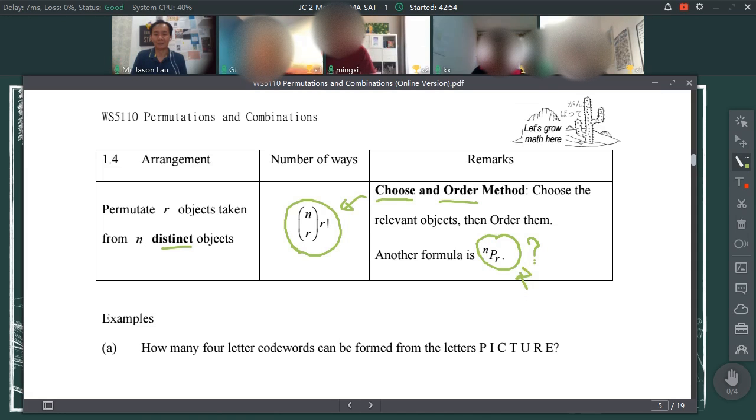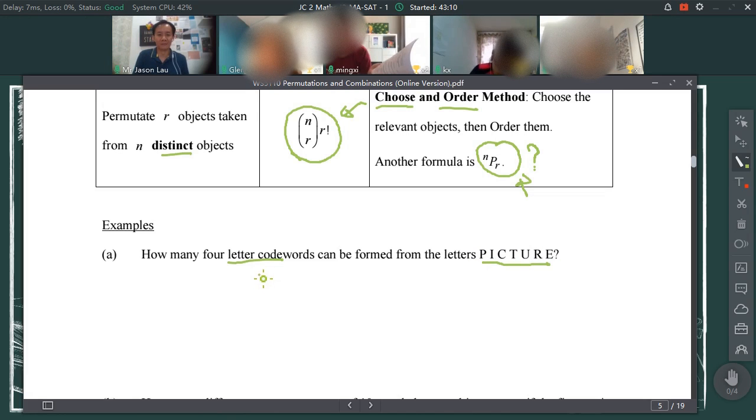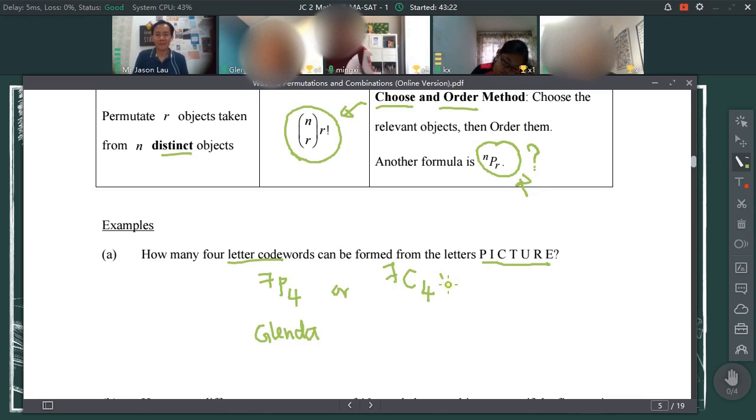We will see, for example, this question: how many 4-letter code words can be formed from the letters here? All the letters are distinct. Therefore, you have 7P4. Or you can say 7 choose 4 first, then after that 4 factorial. You would get the same answer.